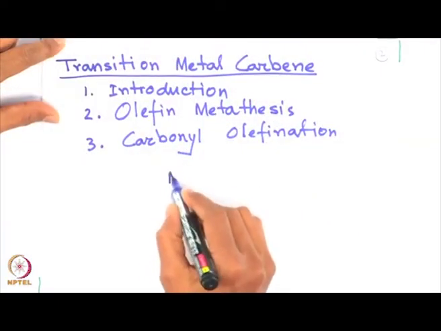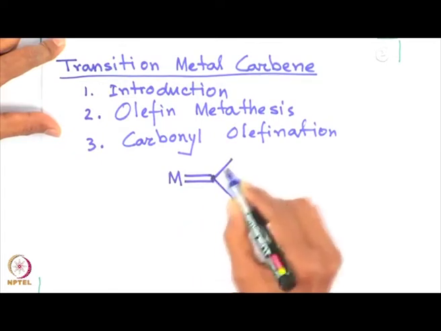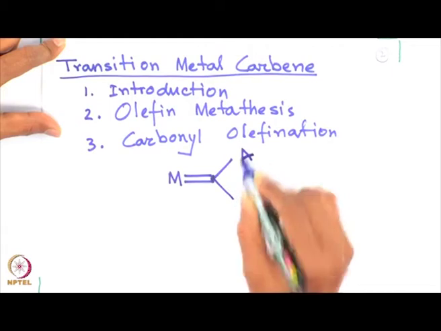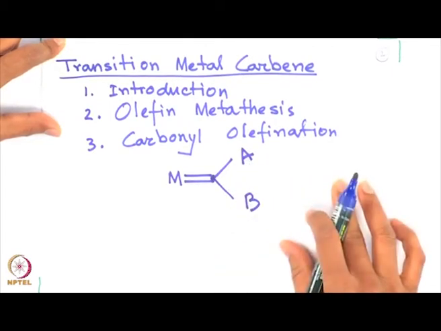Today we will discuss the transition metal carbenes, how they are synthesized, how their names have appeared, and also their reactivity pattern. Let us look at the transition metal carbene. What are those actually? Transition metal carbenes are the ones where the metal is doubly coordinated with a carbon center, and the carbon center is attached with A and B, two different atoms.